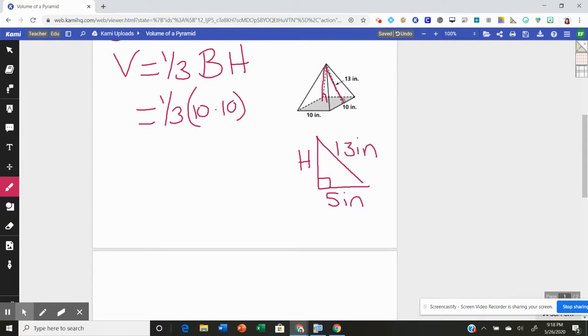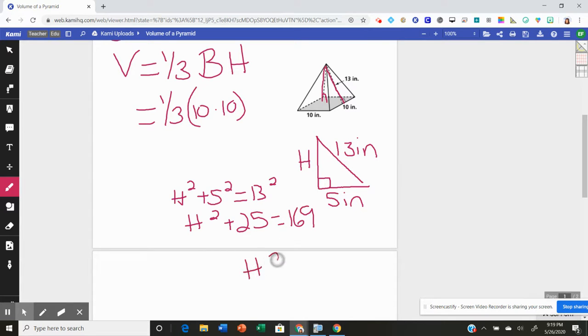So if I do my Pythagorean theorem, I get h squared plus 5 squared equals 13 squared. So h squared plus 25 is 169. h squared is 144. The square root of that is going to give me 12. So the height of my pyramid is 12 inches.